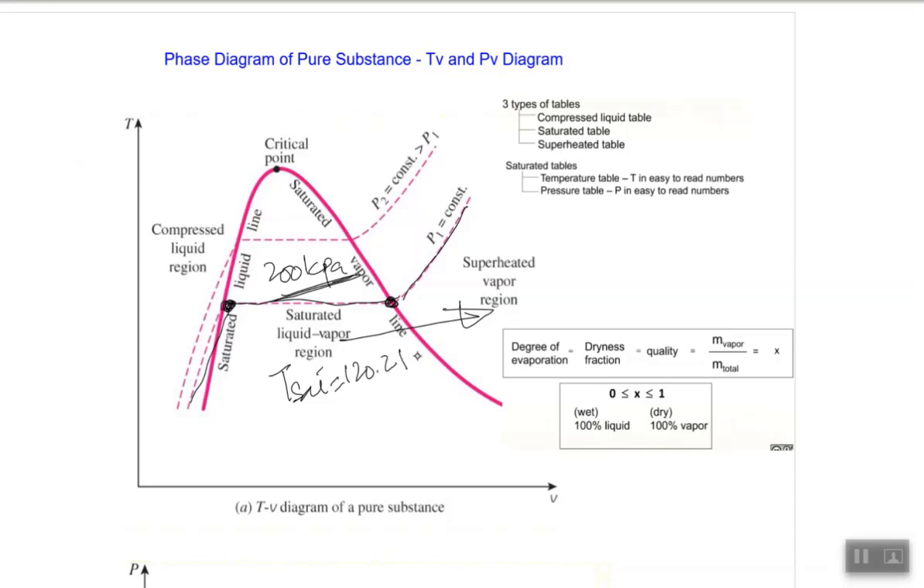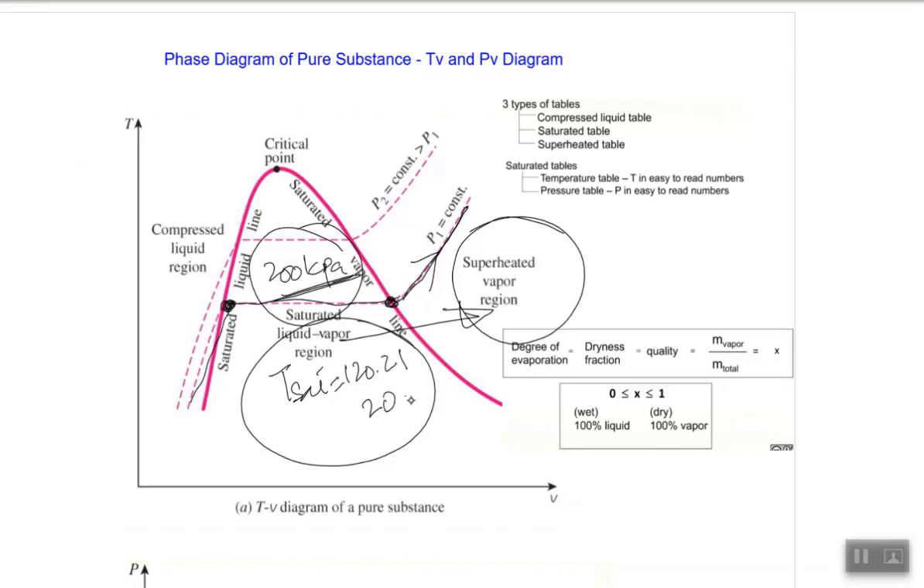So if I need to raise the temperature at 200 kPa, definitely I need to move outside, into the superheated vapor region. If the temperature is raised by 20 degrees centigrade, just add 20 to it, so that would be 140.21. So we will have a temperature of 140.21, somewhere outside the vapor dome, in the superheated region.